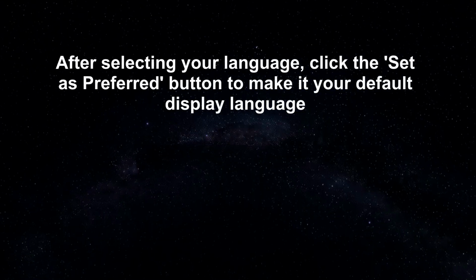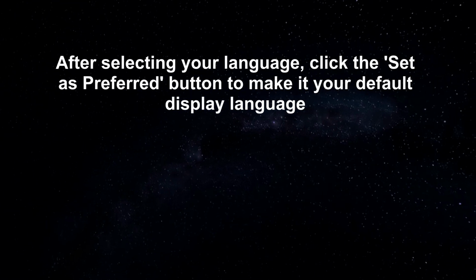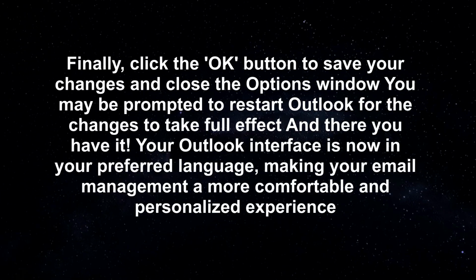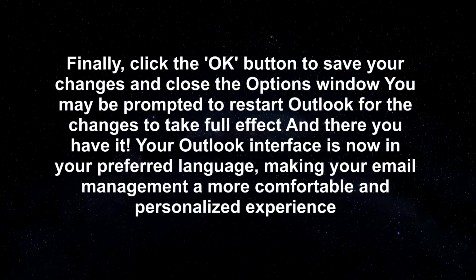After selecting your language, click the Set as Preferred button to make it your default display language. Finally, click the OK button to save your changes and close the Options window. You may be prompted to restart Outlook for the changes to take full effect.